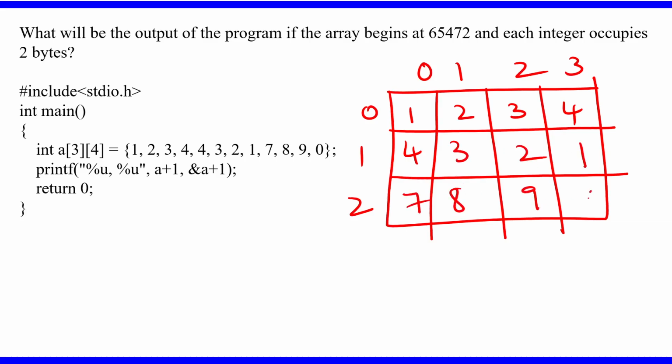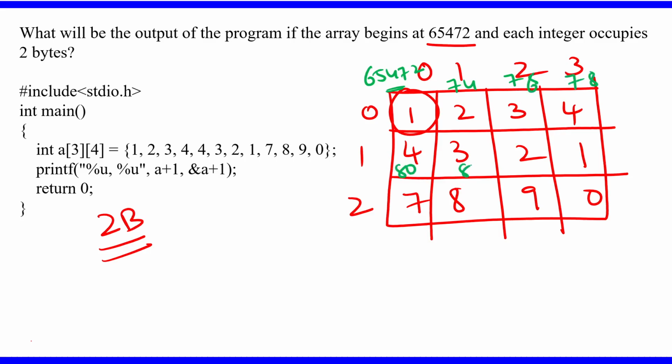7, 8, 9, 0. Okay, and the problem says integer occupies 2 bytes, and the array begins at 65472. So the memory of this box is 65472. If I write in shortcut, it is 72, 74, 76, 78, 80, 82, 84, 86, 88, 90, 92, 94. I have written the last 2 digits of the address. This is the addressing scheme.